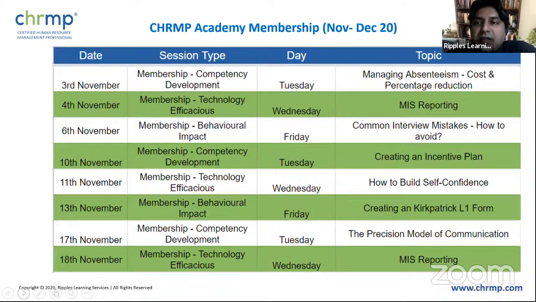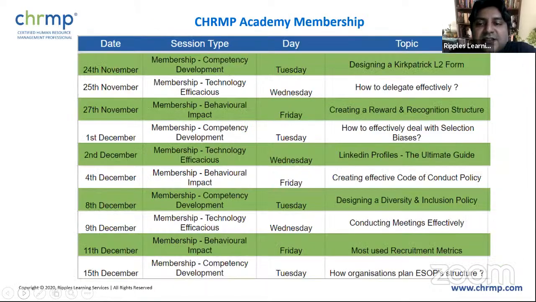We are talking about elements like managing absenteeism, MIS reporting, interview mistakes, precision model, building self-confidence, designing diversity and inclusion policy on 8th of December. If you look at this, right, creating reward and recognition structure, designing a Kirkpatrick L2, very interesting data-based training effectiveness that we are talking about. So remember, we were talking about a combination of data skills. We were talking about a combination of behavioral skills. We were talking about a combination of technology. We were talking about a combination of what's changing.